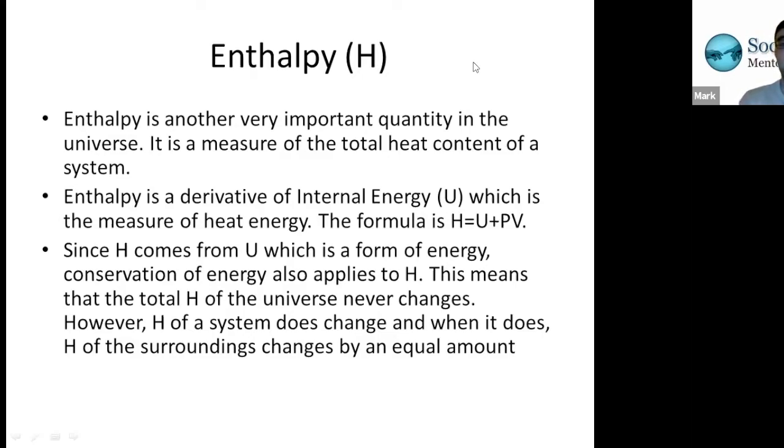However, again, just like with entropy, enthalpy of a system can change as long as the enthalpy of the surroundings, so everything outside the container we're looking at, also changes. So in this case, it has to change by an equal but opposite amount. If the enthalpy of the container increases by 10, that means the enthalpy of the surroundings has to decrease by 10 in order to balance out. And this again also has an equation of enthalpy of the universe equals enthalpy of the system plus enthalpy of the surroundings.